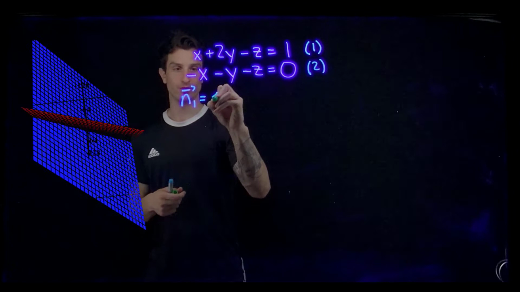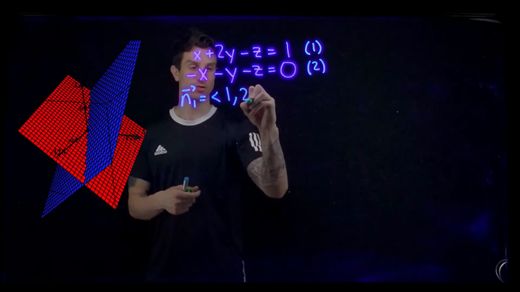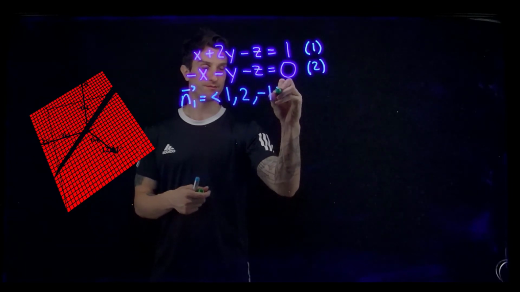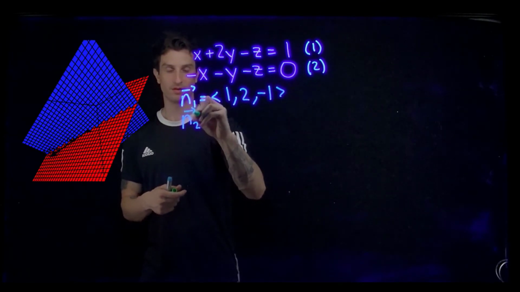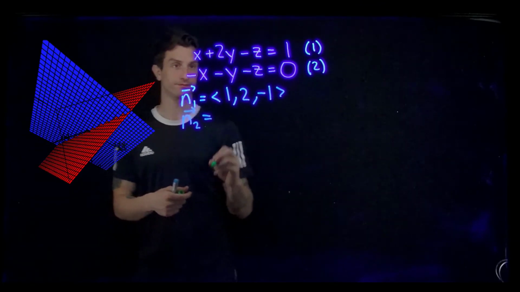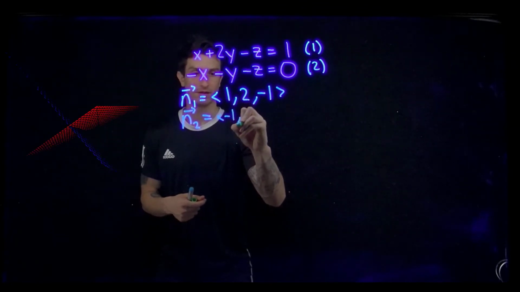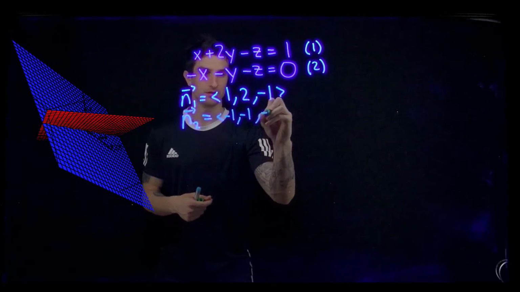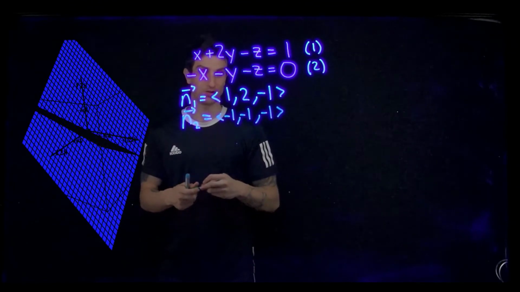is equal to, well, what are the coefficients here? We have 1, 2, -1, and we have n2 is equal to -1, -1, -1.